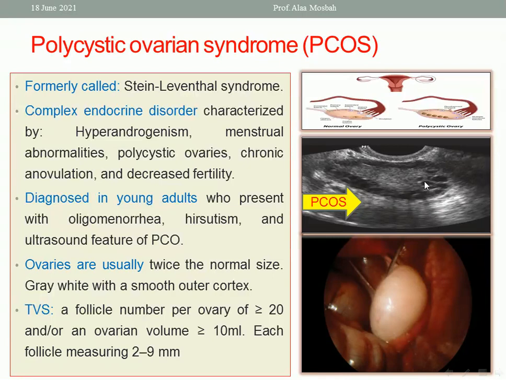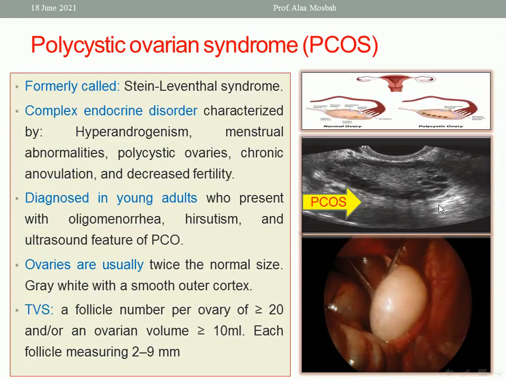Amenorrhea or oligomenorrhea, clinical or lab evidence of hyperandrogenism, and ultrasound morphology of PCOS in the form of number of follicles more than 20 in each ovary, size of the follicle between 2 to 9 millimeters, and volume of the ovary more than 10 centimeters.